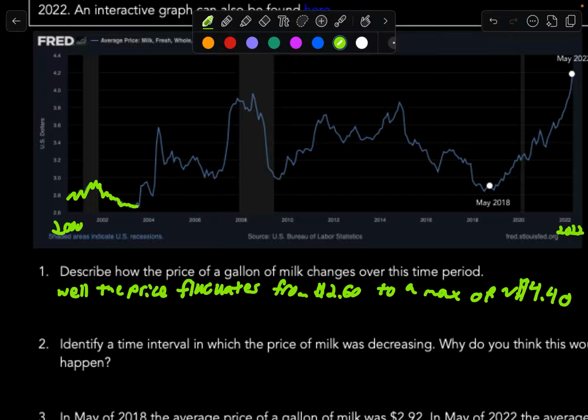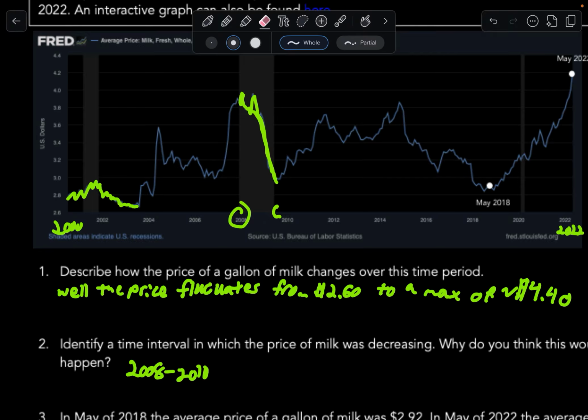Identify a time interval in which the price of milk was decreasing. Well, you could say from 2008 to 2010, yes, its tendency is to go down. Yes, it had this little spike there, but then the rest of it's down. So I would say 2008 to 2010. Okay.